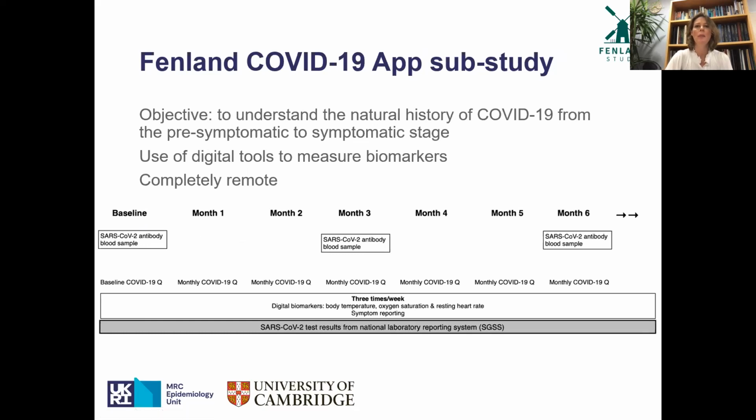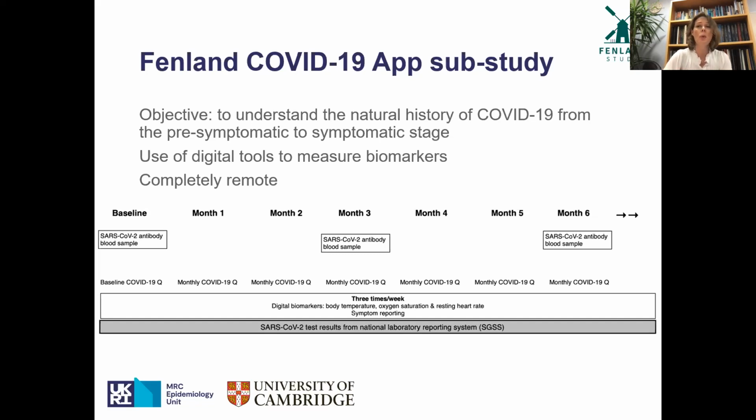So just to give you some background on the actual app study itself. If people consented into the app study, they additionally were taking some extra measurements. That was because we were really interested to understand the natural history of COVID-19 infection from the pre-symptomatic to the symptomatic stage. And for that, we asked people to take some additional measures using digital tools.